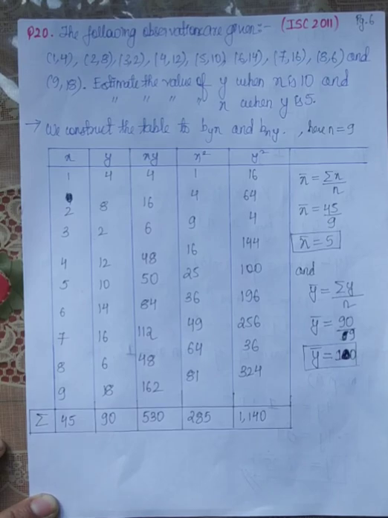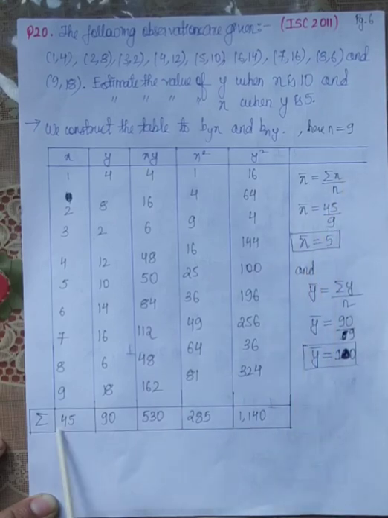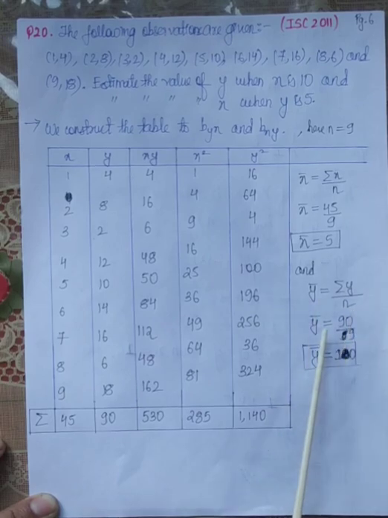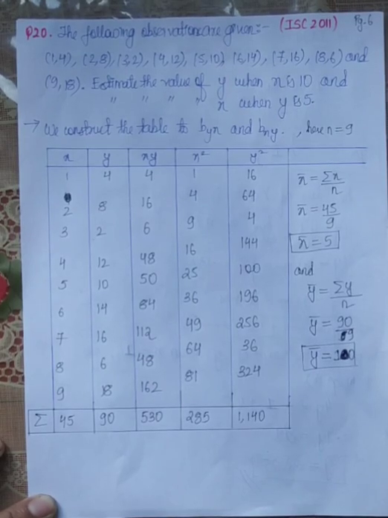Clear? Okay, and now we need to find x bar, y bar. For x bar we know the formula, summation of x by n. So put the value 45 by 9, which is 5, and then summation of y by n is y bar, 90 by 9 is 10. So far we got the values for x bar, y bar. Now we need to find the values for bxy and byx. So pause the video, note it down.